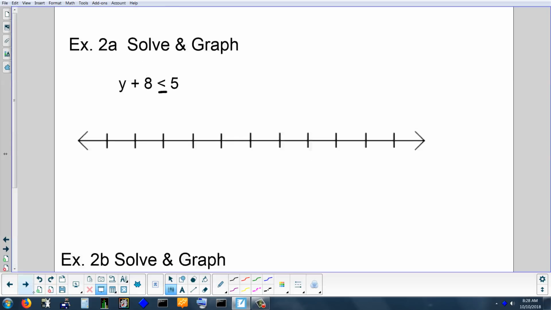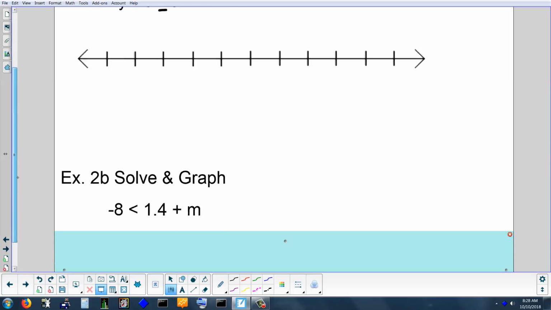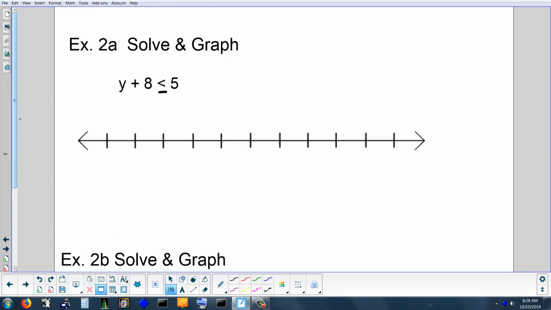All right, so I'm going to have Mr. Roy take a look at a couple others with you, some that have decimals, and then we'll finish up, I think, with a word problem.